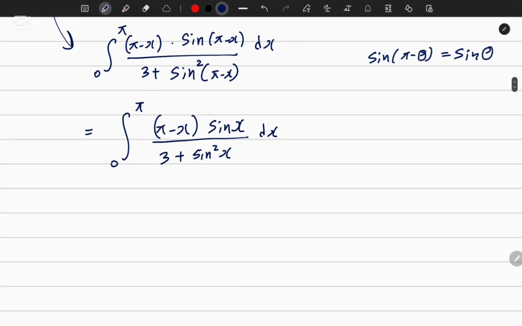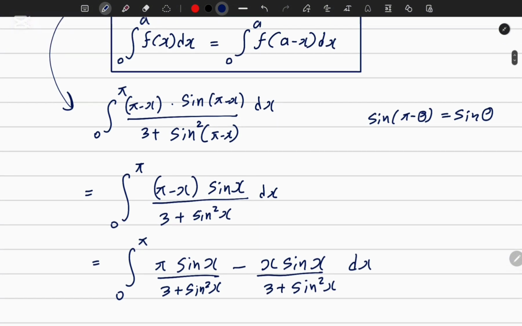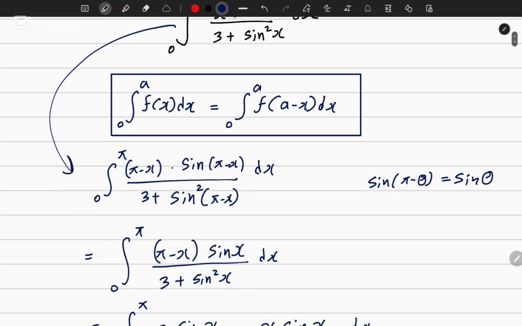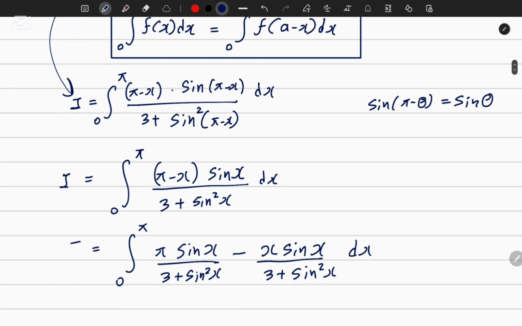So I can write this like this: 0 to 5, sine x over 3 plus sine square x minus x sine x over 3 plus sine square x, dx. Let's say this integral is I, so this is also I, right? This is also I, alright.